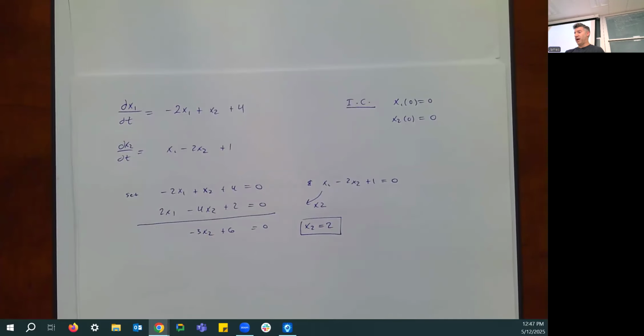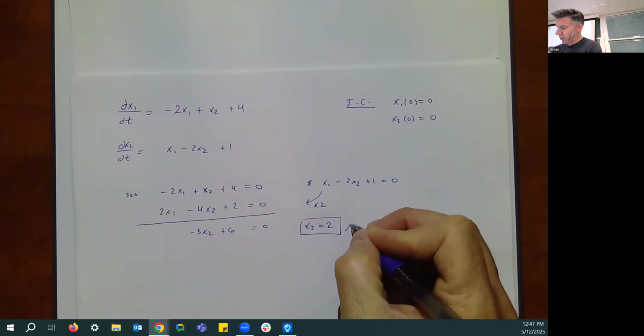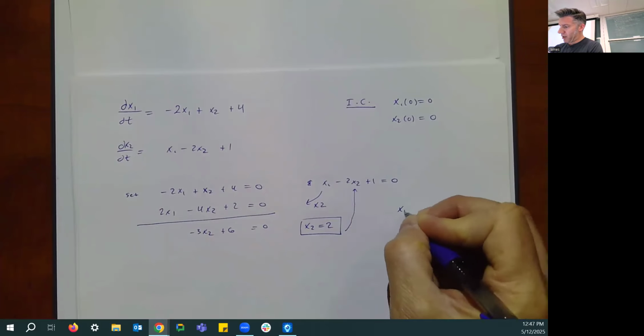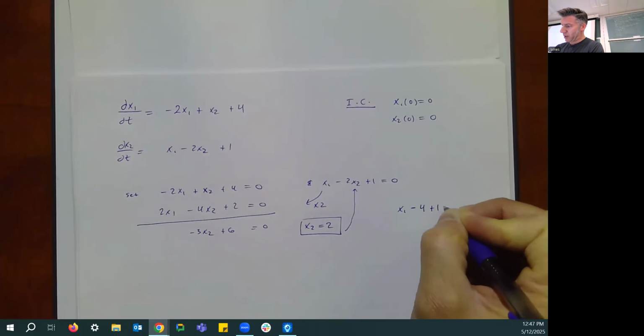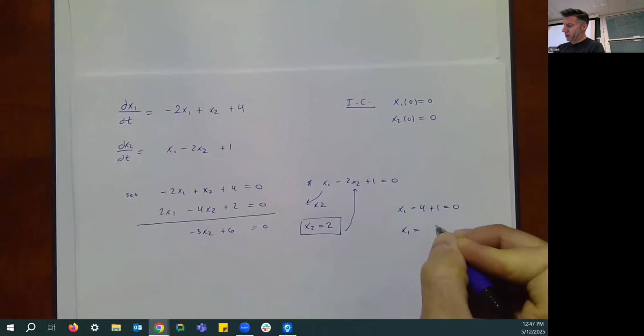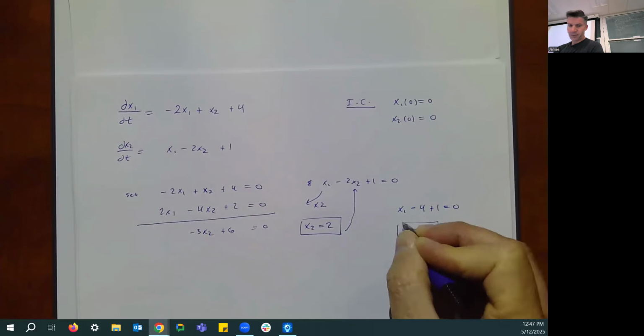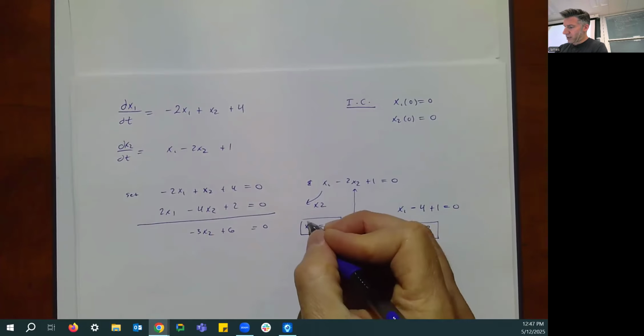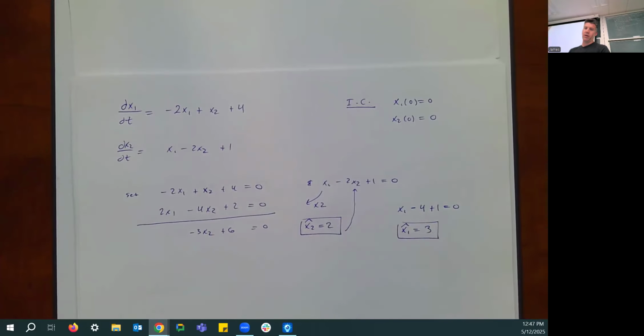Then you can plug that back into either of the other equations. Let's plug it back in right here. So we have x1 - 4 + 1 equal to 0, so x1 is equal to 4 minus 1, which is 3. So there's our equilibrium: x2 hat equals 2, x1 hat equals 3. At the end of this process, after we find the general solution for the y's, which we're not even going to write down, we're just going to add on the vector (3, 2). That's all we have to do to make it right.